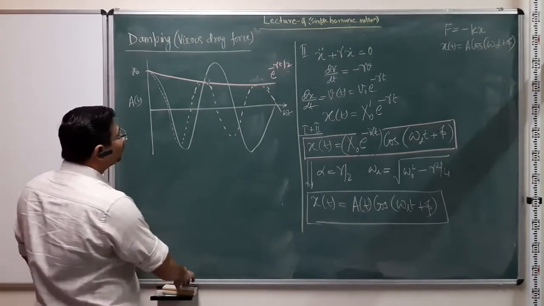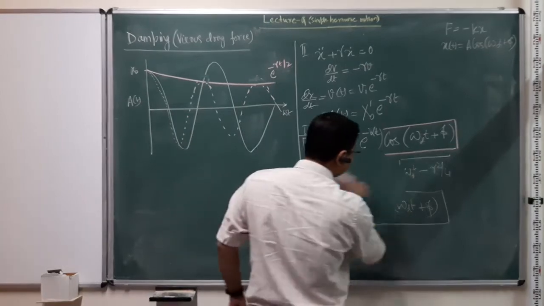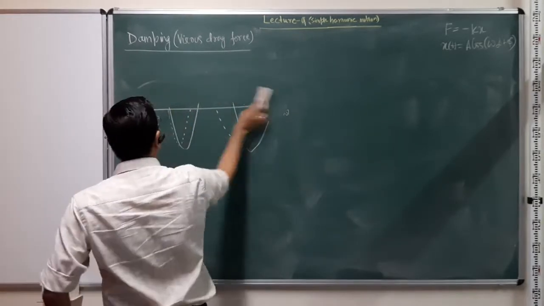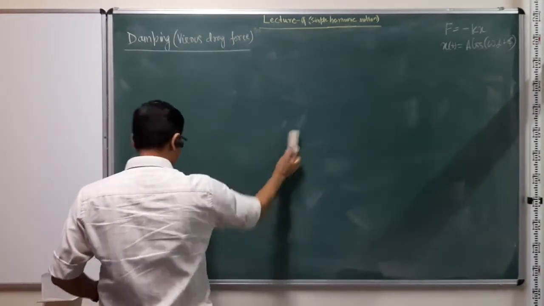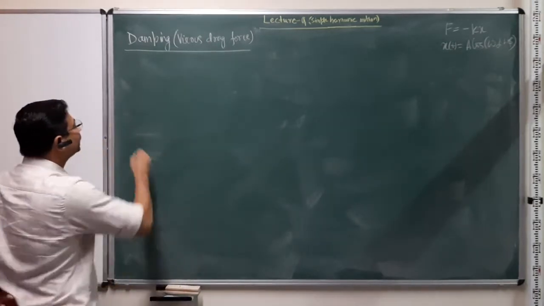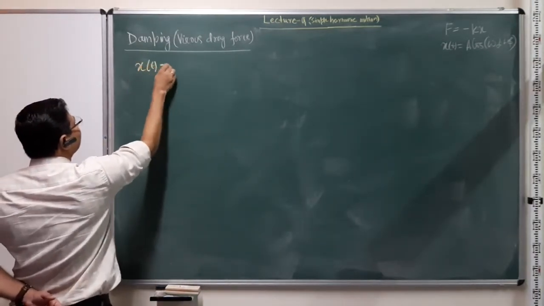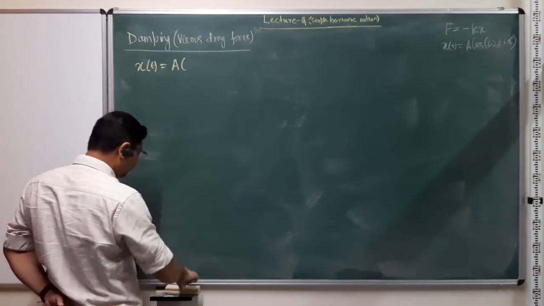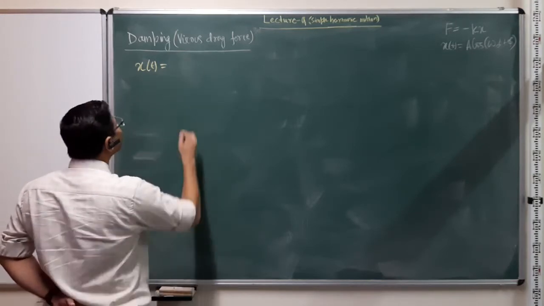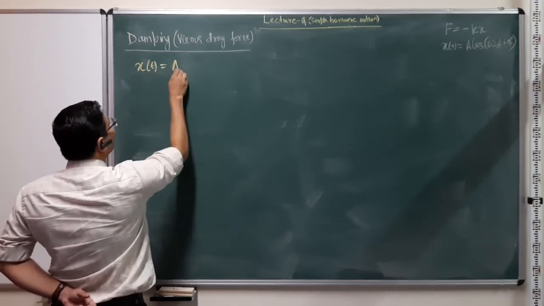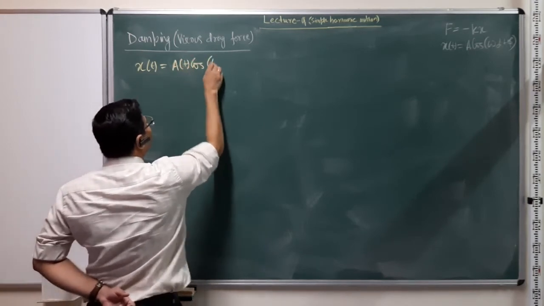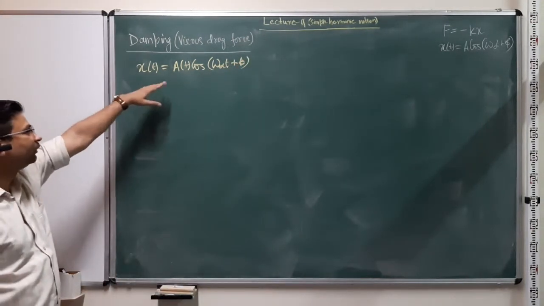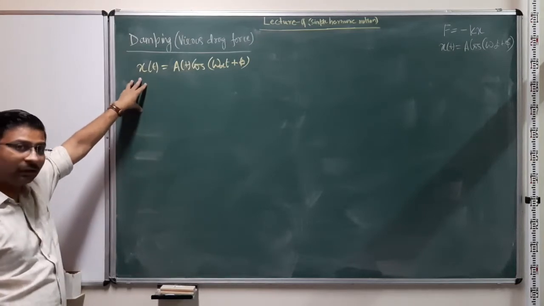Okay, so this is the case. Now what we can do is look at this equation and try to understand it in a bit more detail. So let me remove it from here and I'll redraw it. Now, this is our governing equation. Let me write it as A of t cosine of omega d t plus phi. So this is my solution for the harmonic oscillator with damping, right?